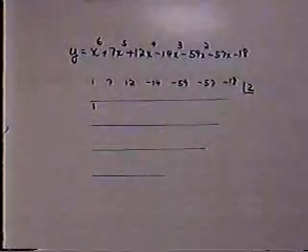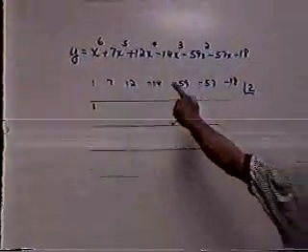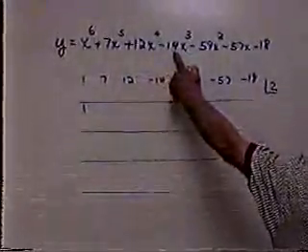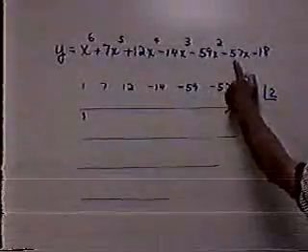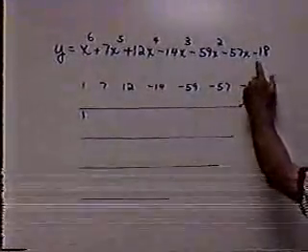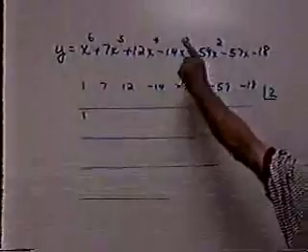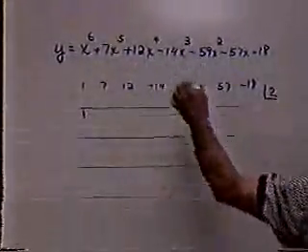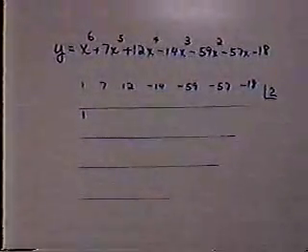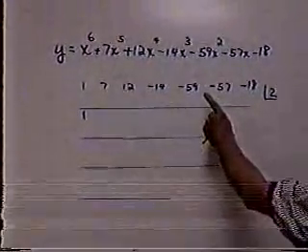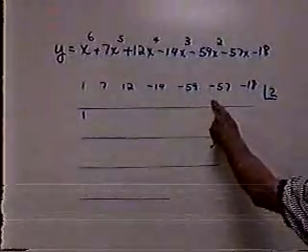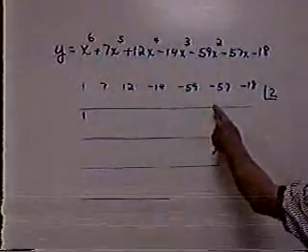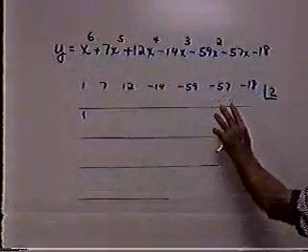Example 1 says that we have the function y equals x to the 6th plus 7x to the 5th plus 12x to the 4th minus 14x cubed minus 59x squared minus 57x minus 18. We must, step 1, set y equal to 0 and solve that. One way of doing it on pencil and paper is what's called synthetic division. You should know synthetic division. If you don't, there's a videotape on it, or you can get an algebra book and look at it, but here's how synthetic division works.